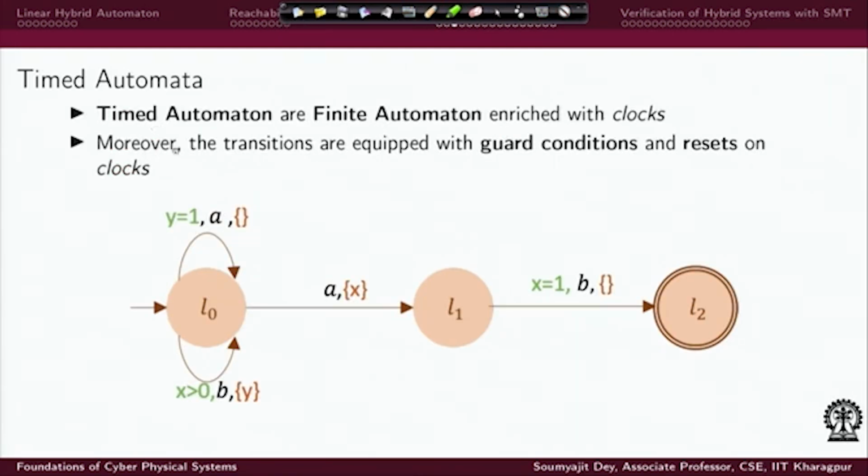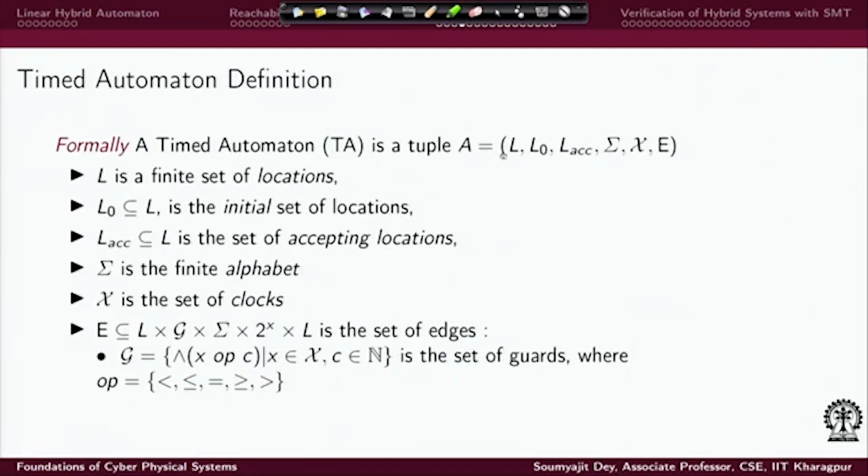So let us say you have this timed automaton as an example, and you already know that transitions are equipped with guard conditions, and resets happen on clocks, etc., right.